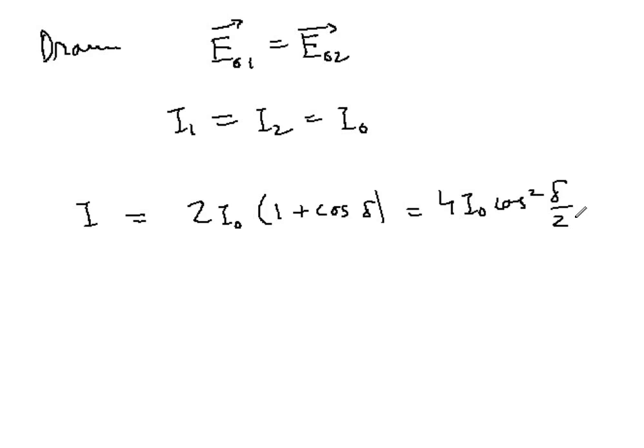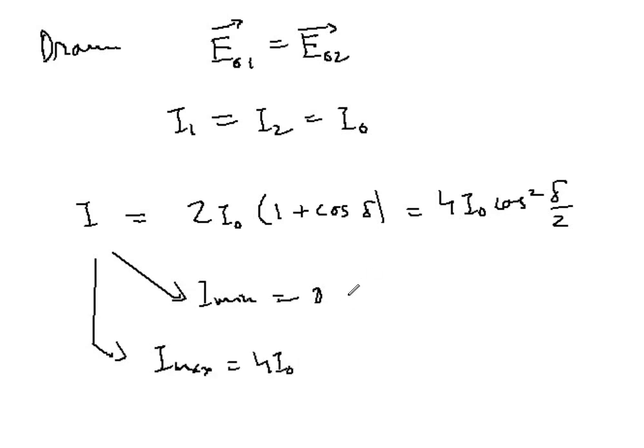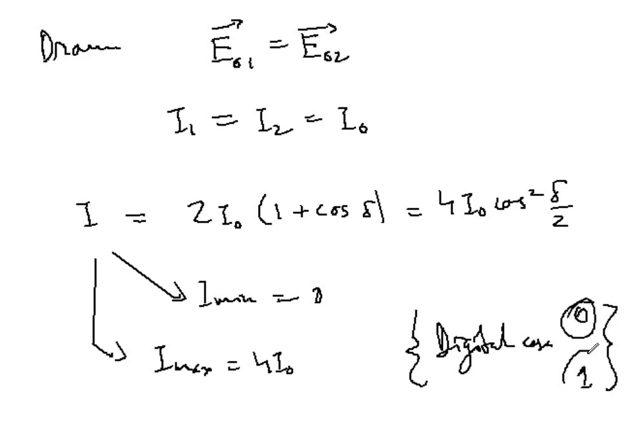Okay, and you see, we can get this relation from here, which is I min equal to 0 and I max equal to 4 I0. So this is the most dramatic case. That means for the case of maximum, we will have something. So this is like a digital case, you see. So one is 0, one is 1. So either we don't see anything or we are observing a lot of things. Something like this. Any questions till now?